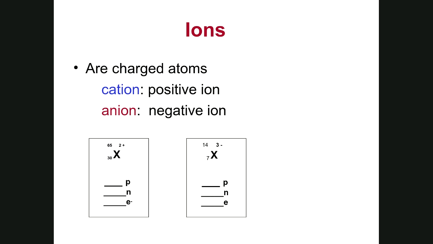Another element, in this case, he's 3 times negative, so he gained 3 electrons. Number of protons equals 7. Number of neutrons equals 7, 14 minus 7. Electrons, however, he is negatively charged. He gained 3 electrons. So he has 7, but plus 3, which is 10 electrons.